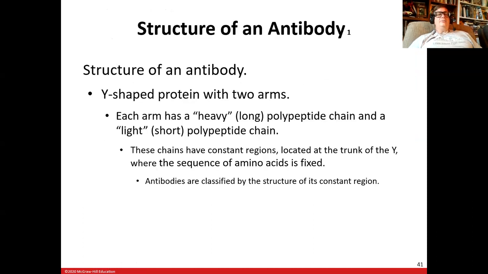All right, so antibodies are Y-shaped. They've got two long arms. Each arm has a heavy chain and a light chain. And it says right here, they have constant regions located at the trunk of the Y where the sequence is fixed. All they're saying is that it's just the ends. So here we have our Y. These ends are what are unique and have a special shape to grab onto the antigen.